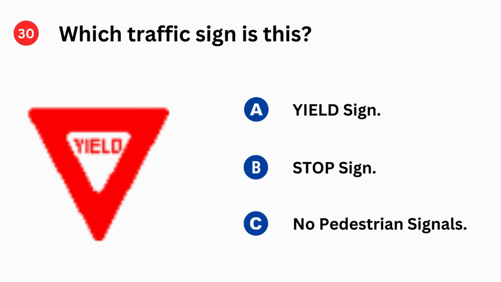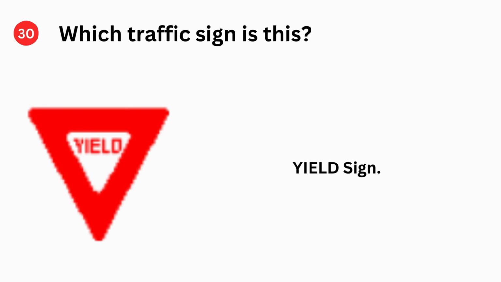Which traffic sign is this? A, yield sign. B, stop sign. C, no pedestrian signals. Good call. It is the yield sign.